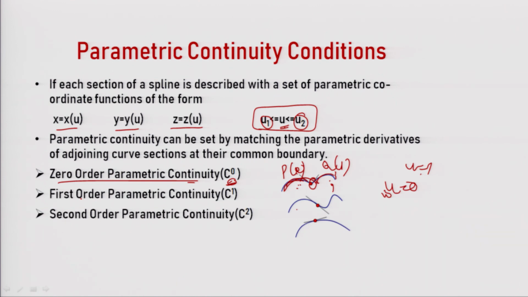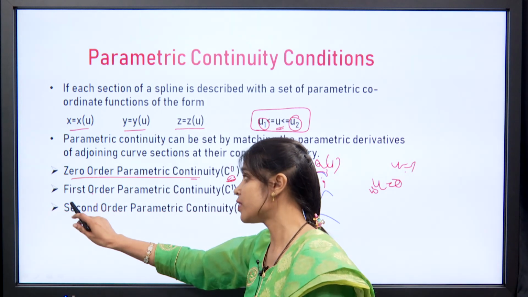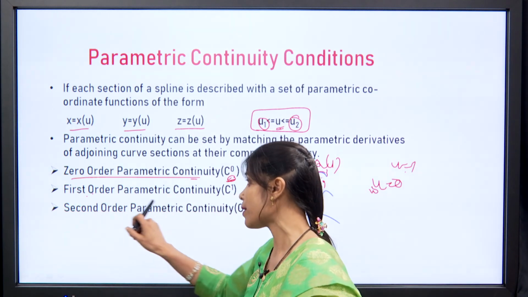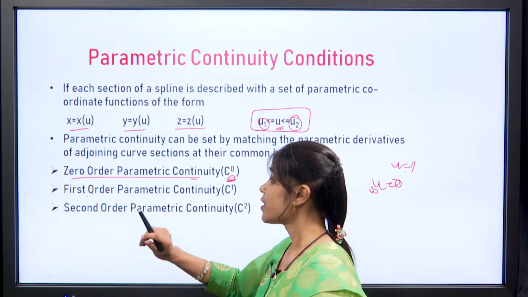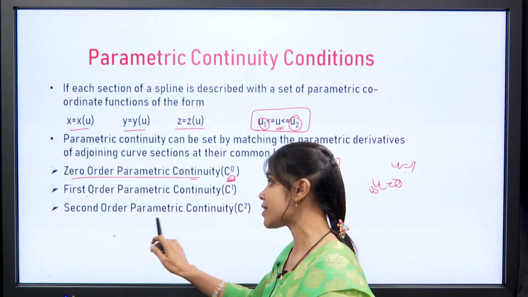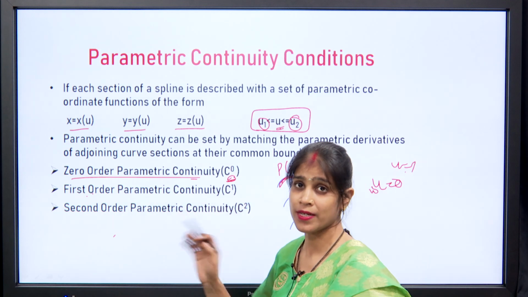One thing more I would like to say here: if the curve is first order parametric continuous, then it must be 0 order continuous. Similarly, if the curve is second order parametric continuous, then it must be 0 and first order continuous already.